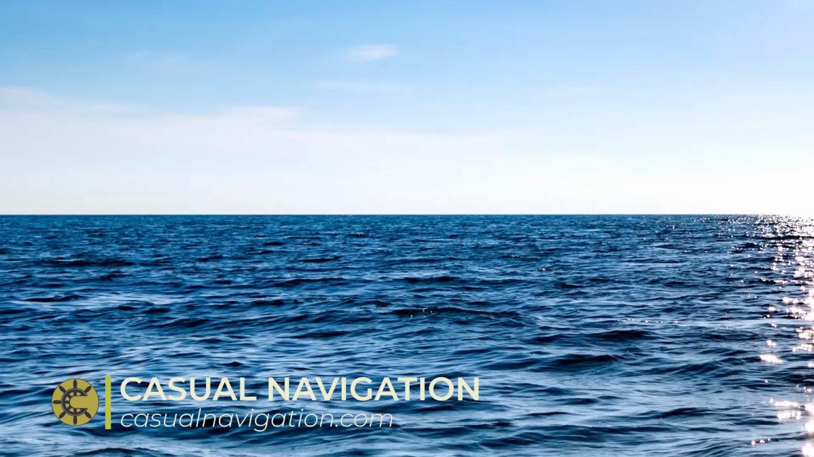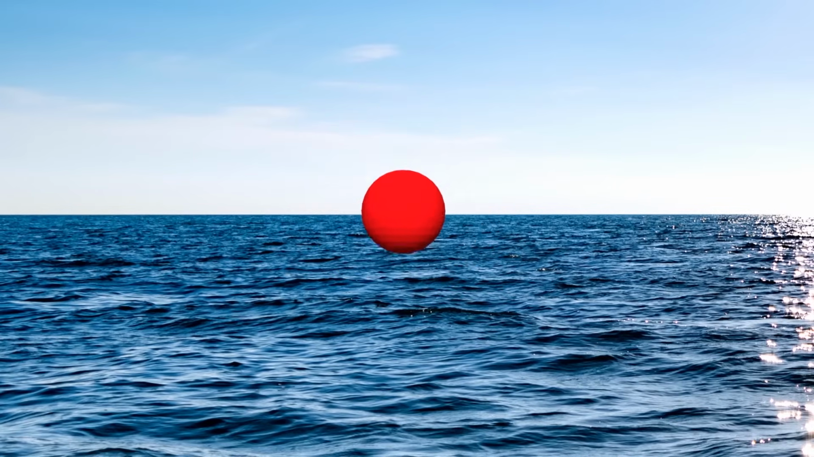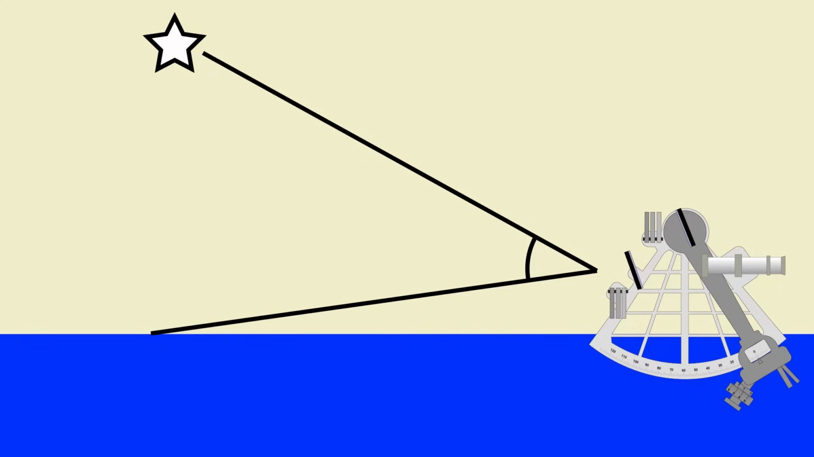What we're going to do is measure the altitude of this red body. I've just coloured it red to make it easier to see the technique that we're going to use. The altitude is just the angular distance between the body and the horizon as measured from the observer's position. In this case, the sextant is the observer.